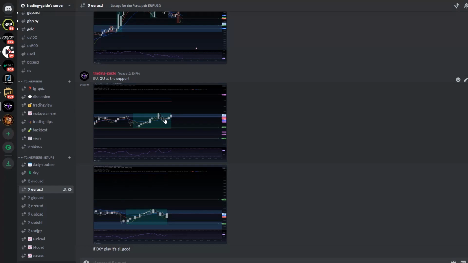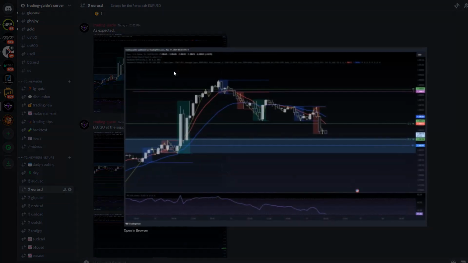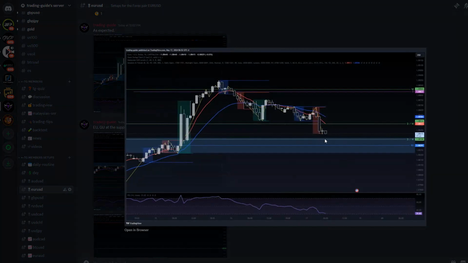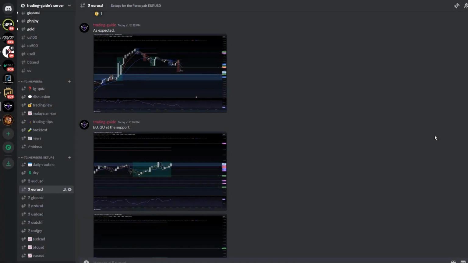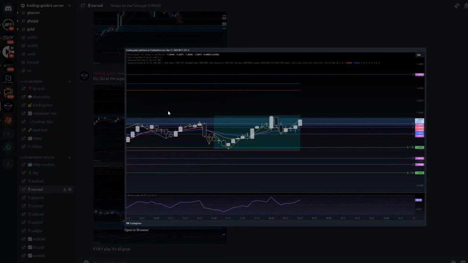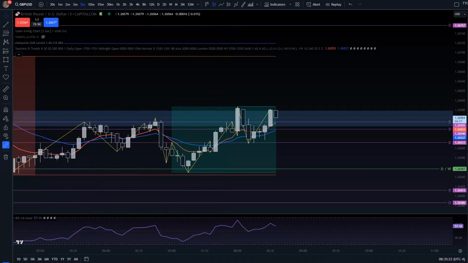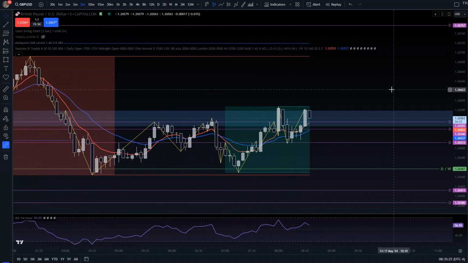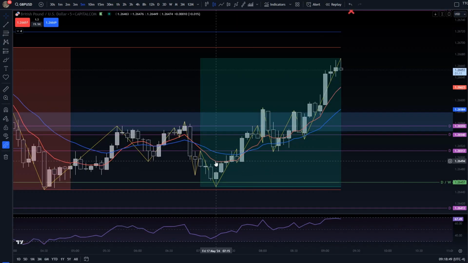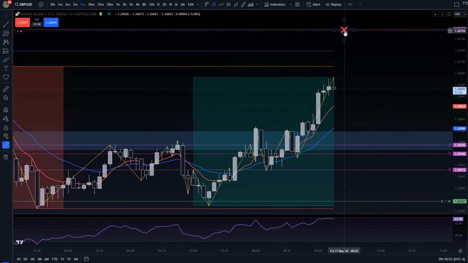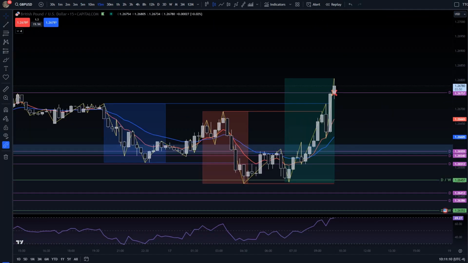Here you see the call that I made today in the Discord and then the live chart for GU. We are trading from a daily support level in the direction of the higher timeframe trend. Here I show the ultimate goal for this trade, the next fresh daily level. And then we reached the last TP.